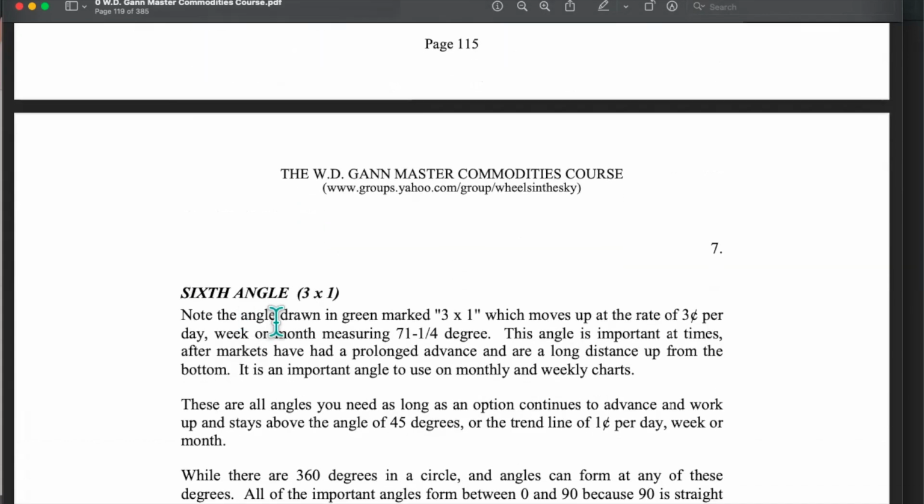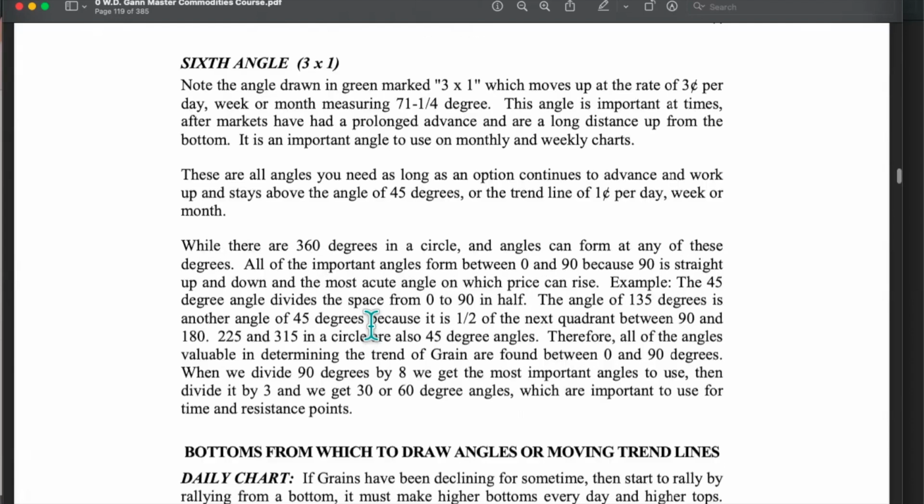The sixth angle which has been considered is 3 by 1. Note the angle drawn in green marked 3 by 1, which moves up at the rate of 3 cents per day, per week, or per month, measuring 71 1/4 degrees. This angle is important at times, when markets have had a prolonged advance and are a long distance up from the bottom. It is an important angle to use on monthly and weekly charts. So when it is advancing, it's called the 3 by 1 angle.